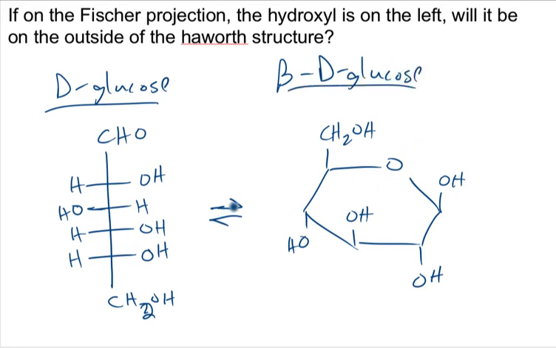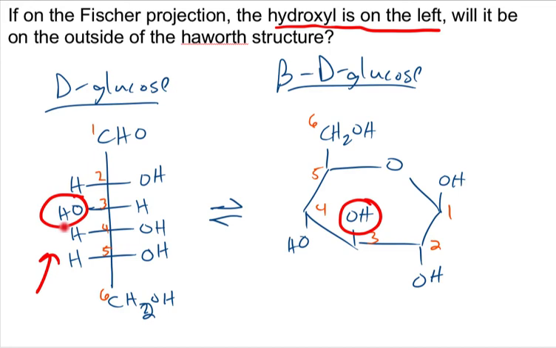Okay, so here's our two structures. Let's specifically address this question. Hydroxy is on the left on the Fischer projection. Well, that would be that guy. Which one is that? There's our 1 through 6. And then the 1 through 6 here, the 1 is starting there. And the 6th carbon is always a CH2OH pointing up. So that's the 3rd carbon.